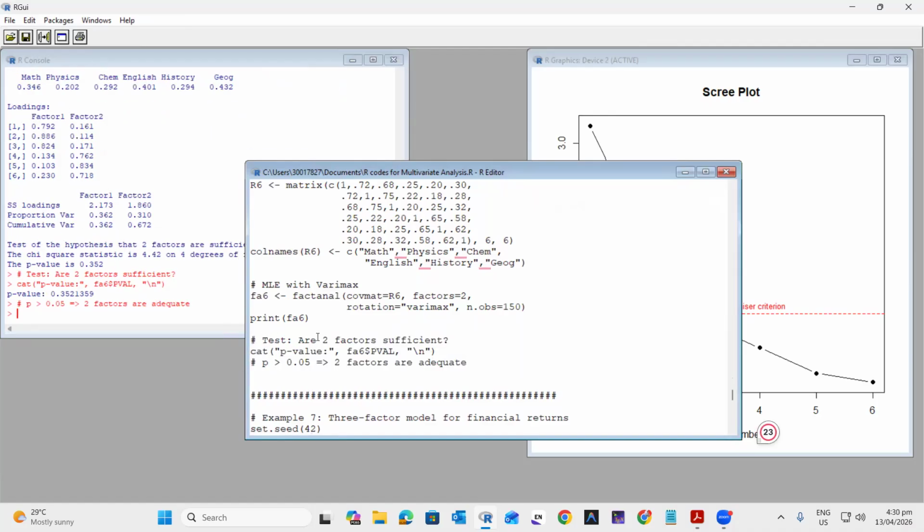After that, we are going to print the manual p-value. It simply explains that the p-value is large, so the two-factor model fits the data reasonably well.